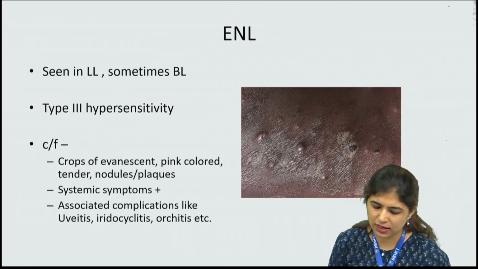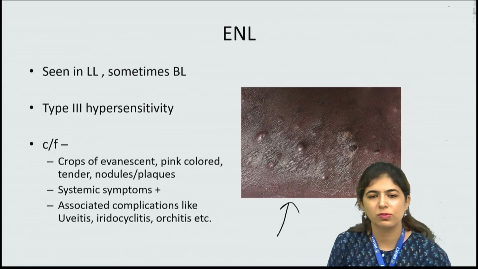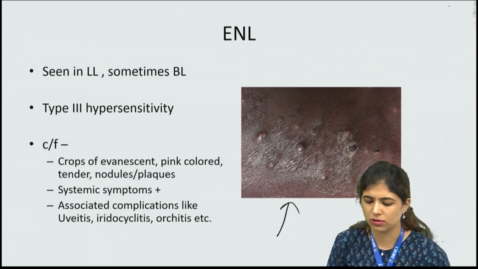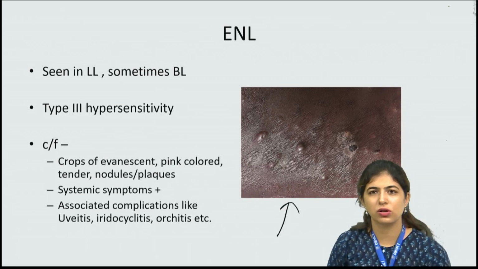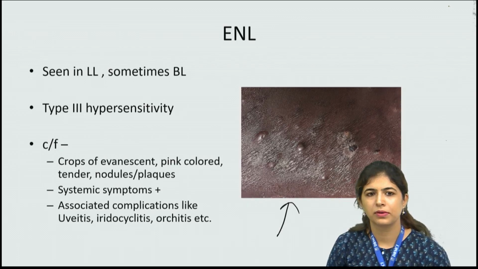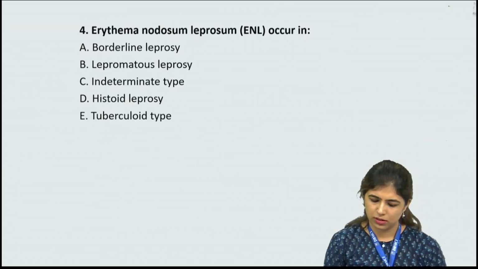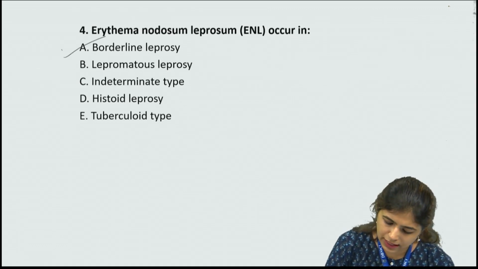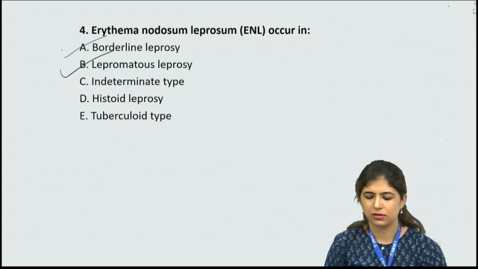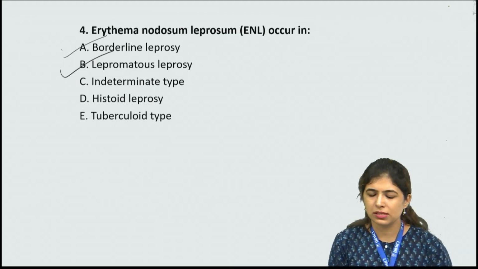I have an image of ENL here. See, these are the nodules which appear in crops. Such an image can also be given in the exam along with a description. So identify the type of lesion here. These are all nodules. Okay? Give me the answer. The answer here is A and B. Alright, borderline leprosy and lepromatous leprosy.